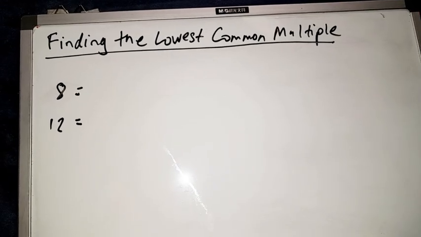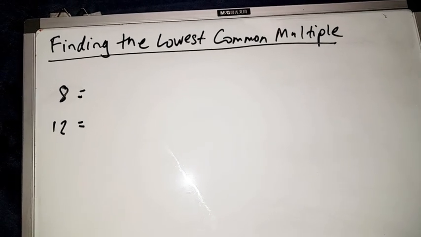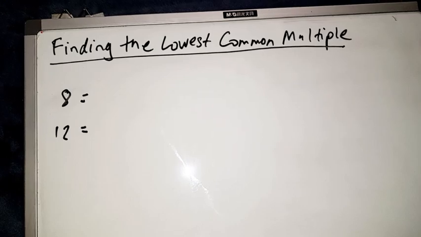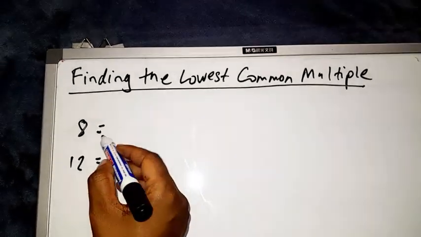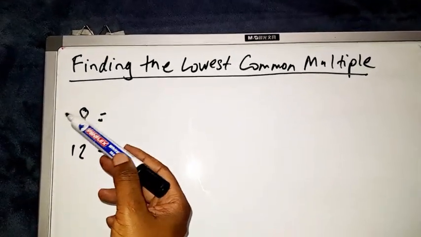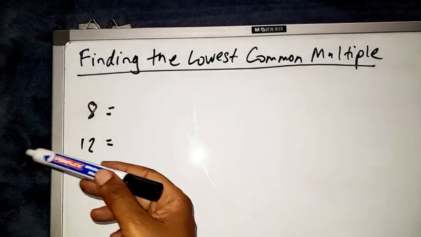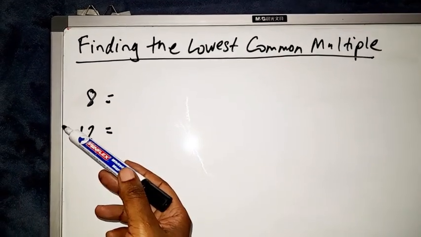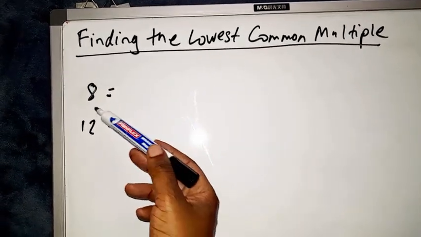So let's talk about finding the lowest common multiple. So we start with the simpler method where you are supposed to just list multiples of numbers. I think by now we know multiples are probably a replica of the times table of that particular number.